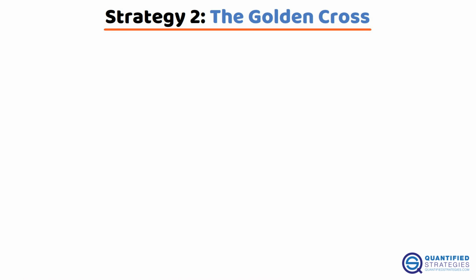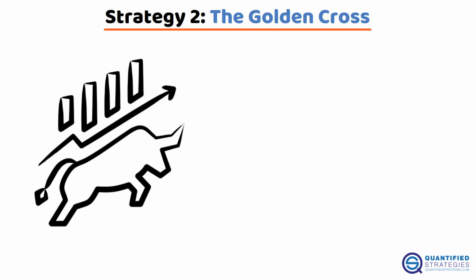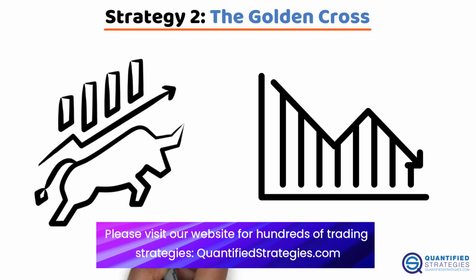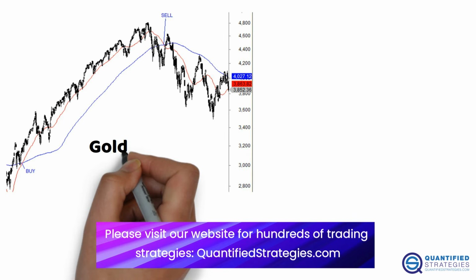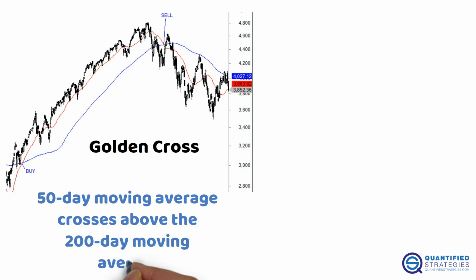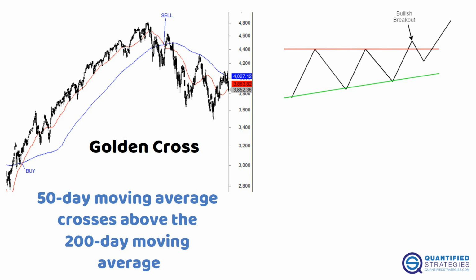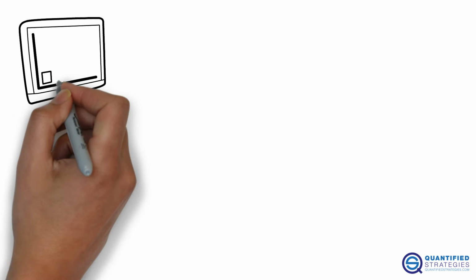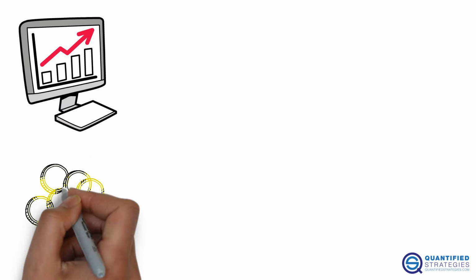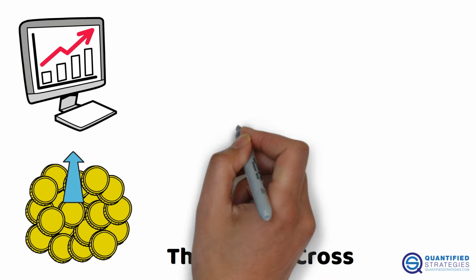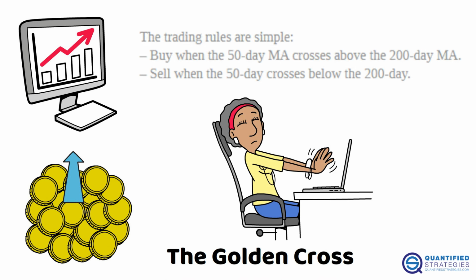Strategy 2. The Golden Cross. This strategy helps you ride bull markets and reduce losses in bear markets. It's based on the well-known Golden Cross. A Golden Cross happens when the 50-day moving average crosses above the 200-day moving average, signaling a bullish breakout. A death cross is the opposite and signals a bearish phase. But why use it? The stock market generally trends up over time due to inflation and productivity gains. The Golden Cross captures that trend while helping you sidestep major crashes.